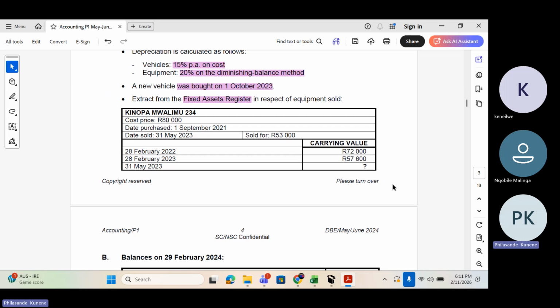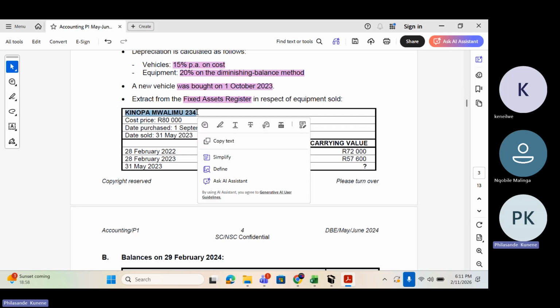the asset number or the asset code. There must be an asset code there. There must be a description of the asset. There must be the date when the asset was purchased. There must be the useful life. There must be the cost price, the depreciation, the accumulated depreciation, and the carrying value should be there. Those are all details that should be there.